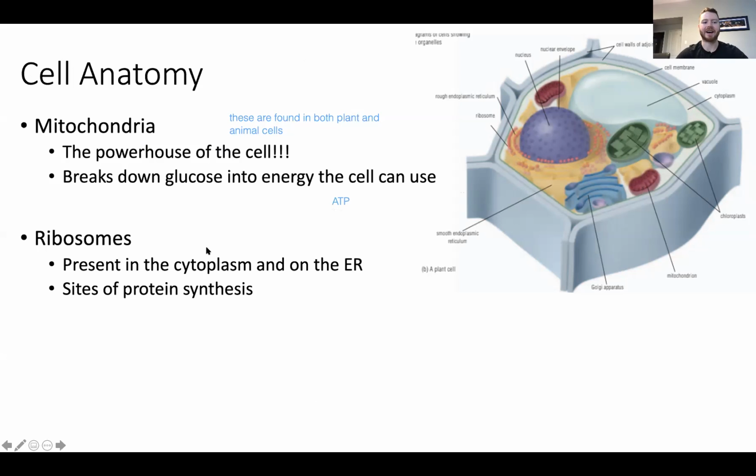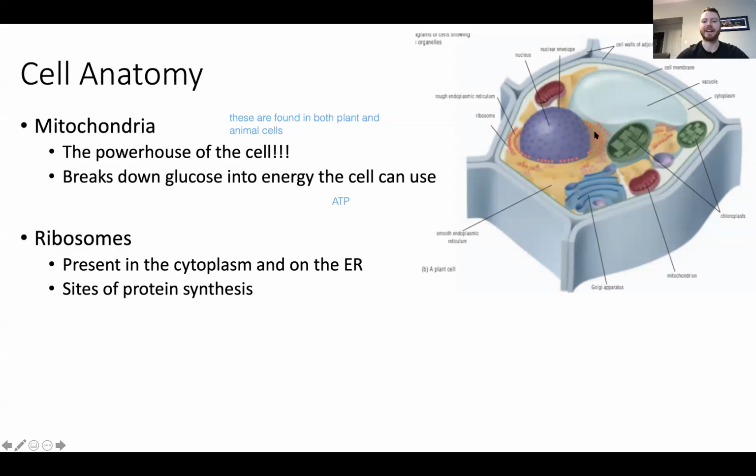So next we have ribosomes. These are little bumps on the endoplasmic reticulum. Ribosomes are where proteins are created. A large proportion of our body is made up of proteins, so these ribosomes are where proteins are made. Note that these are kind of surrounding the nucleus.